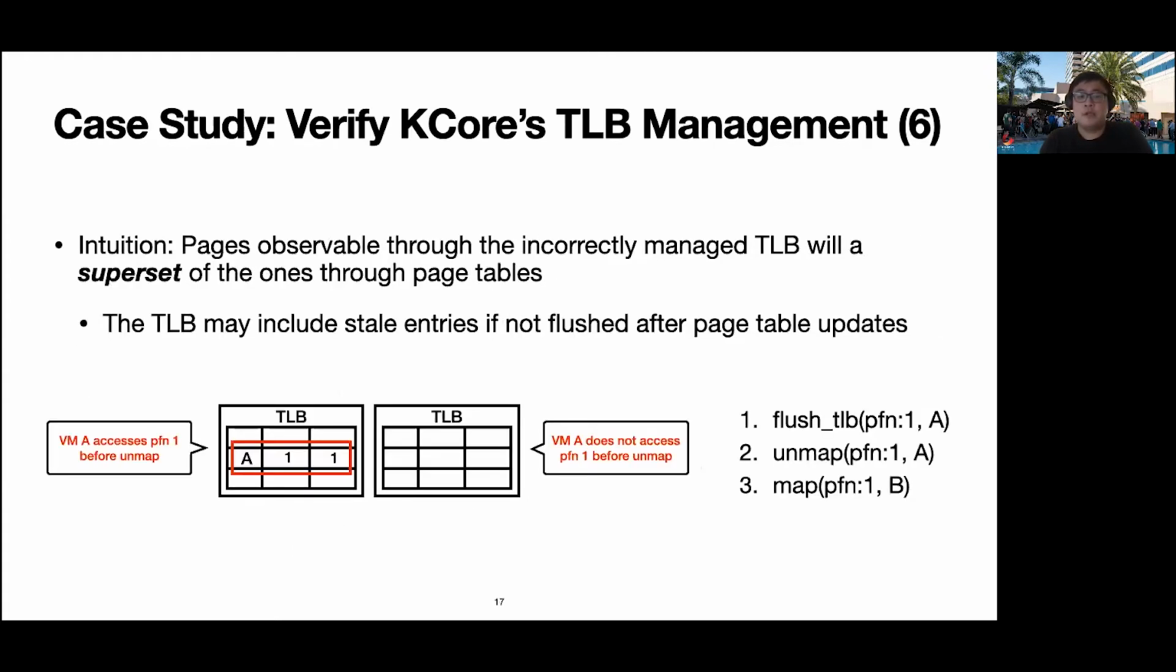The intuition of our TLB proof is that if the TLB is not managed properly, the pages that can be observed through the TLB will be a superset of the pages observed through the page table.